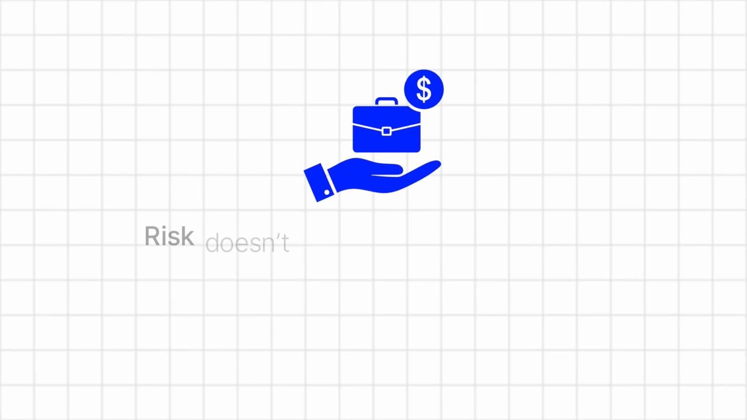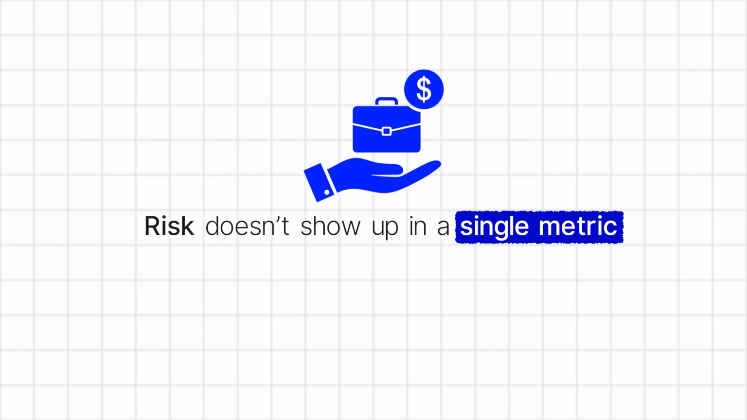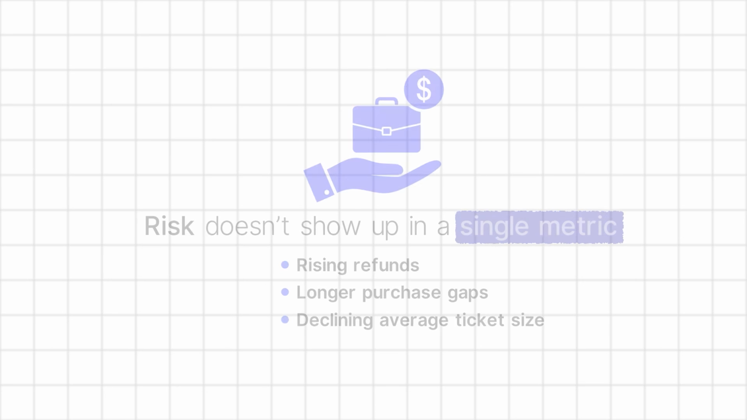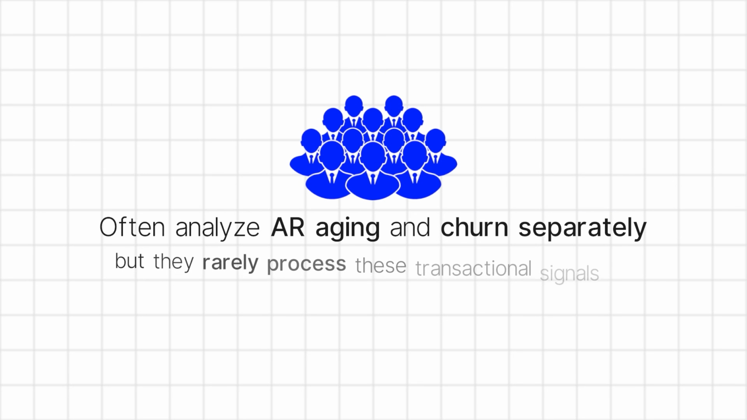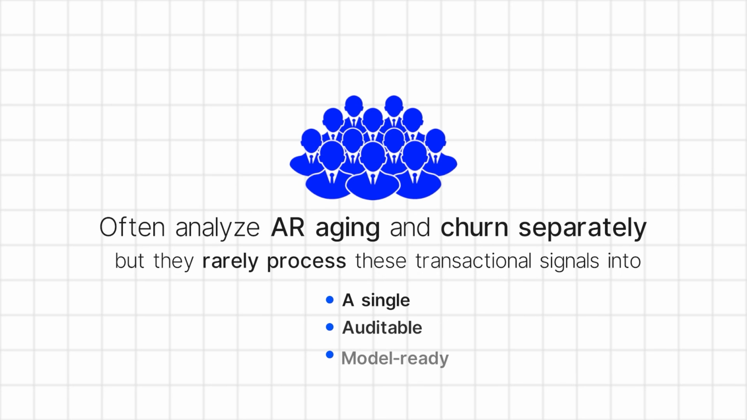In real finance work, risk doesn't show up in a single metric. It shows up in patterns such as rising refunds, longer purchase gaps, and declining average ticket size. Finance teams often analyze AR aging and churn separately, but they rarely process these transactional signals into a single auditable model-ready score. The problem is not one refund. It is refunds combined with shrinking frequency and small revenue contribution. So these signals on their own aren't noticeable, which is why they go unnoticed until someone points them out.